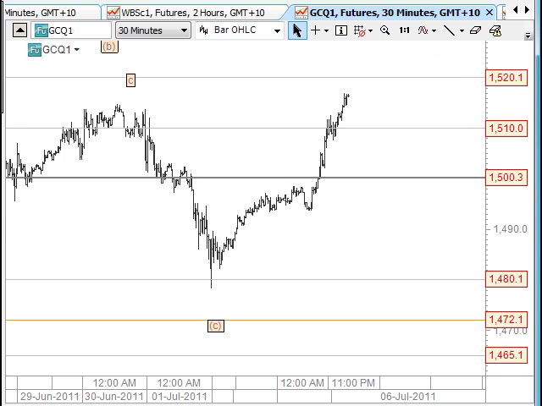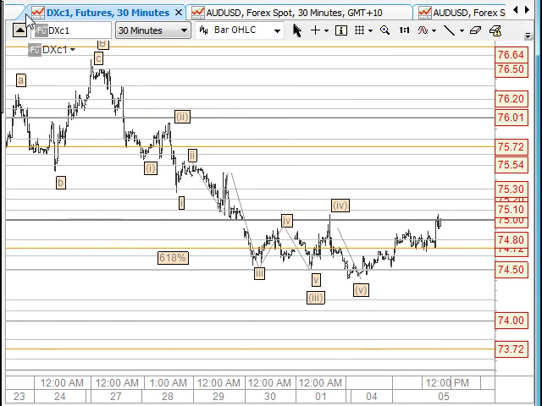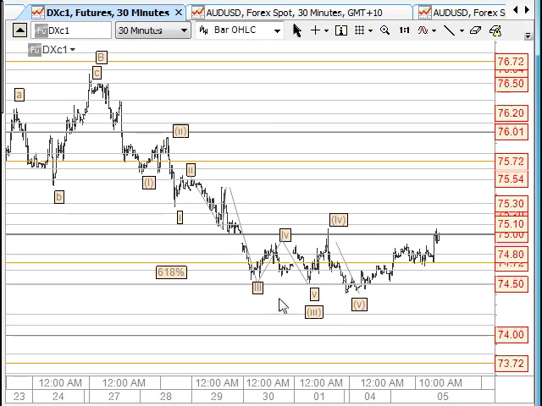Okay, just coming into currencies. Okay, US dollar index here. So this structure to the downside appears to be finished.